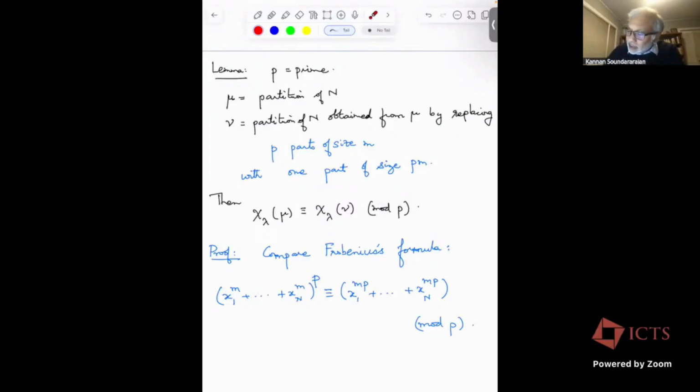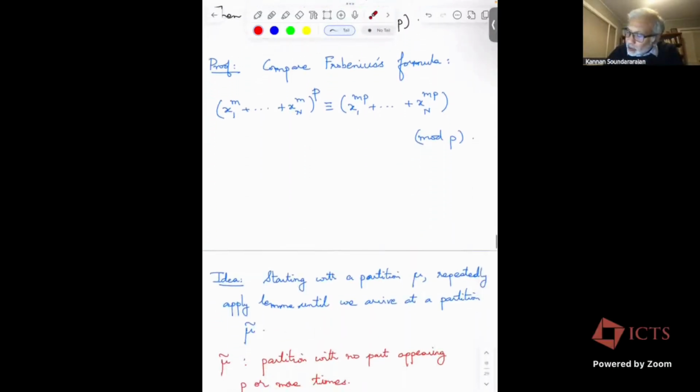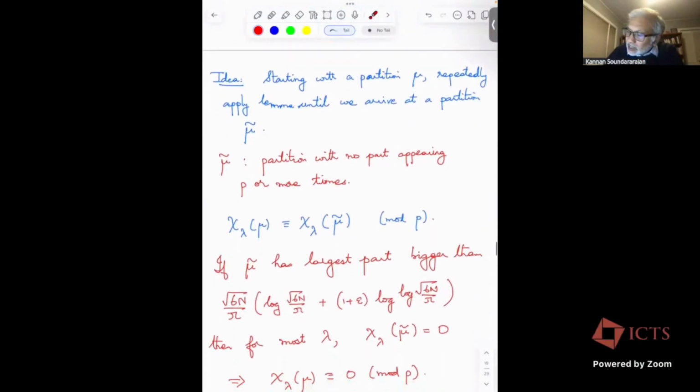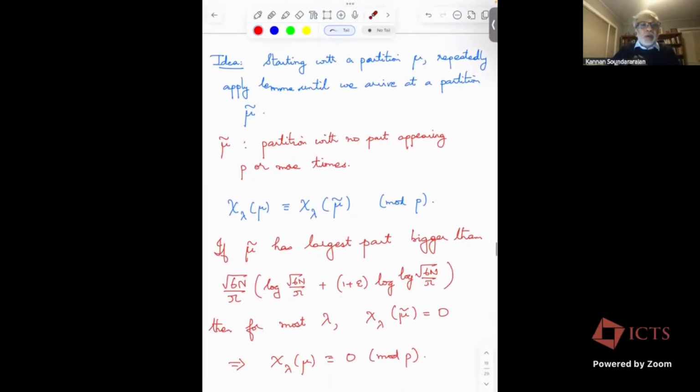So this is a nice trick because what it allows me to do is that if I start with the partition mu, I keep applying this and I arrive at a new partition mu tilde where no part can appear p or more times. Because if a part appears p times or more, I could have combined all those p parts into one part of a larger size. And if I do that, I get a congruence between mu and mu tilde modulo p.